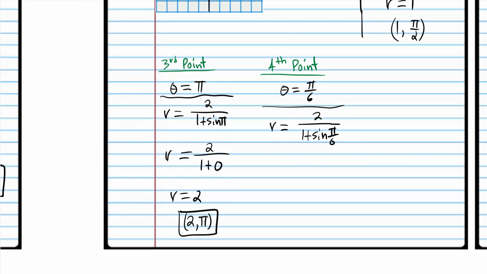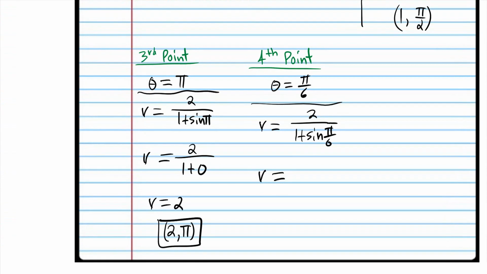Pi over 6 is 30 degrees. Again, pi represents 180. Divided by 3, that's obviously 60. Divide 180 by 2, that's obviously 90. Divide by 6, that's obviously 30. So 180 divided by 4 is 45. This is not difficult.